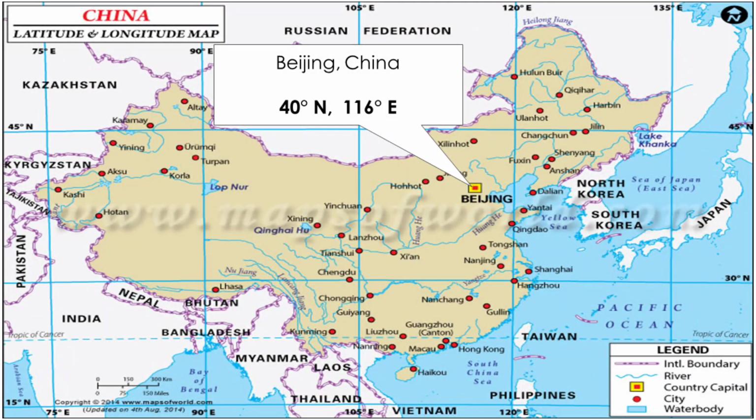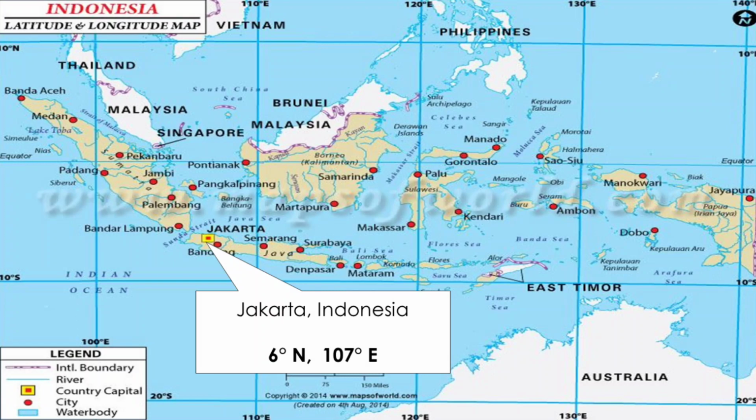The following are examples of places with their given coordinates. Let's start with Beijing, China. It is located at 40 degrees north latitude. That means it is above the equator, and 116 degrees east longitude, which is on the right side of the prime meridian. For Jakarta, Indonesia, it is located at the 6 degrees north latitude above the equator and 107 degrees east longitude at the right side of the prime meridian.